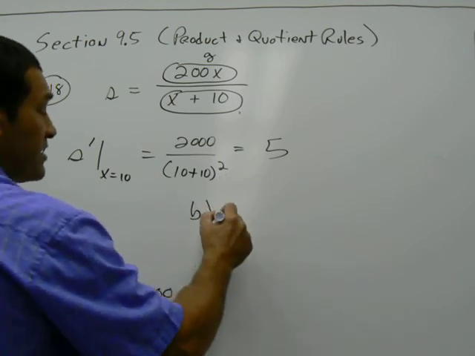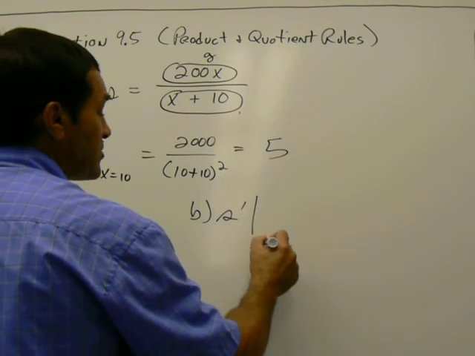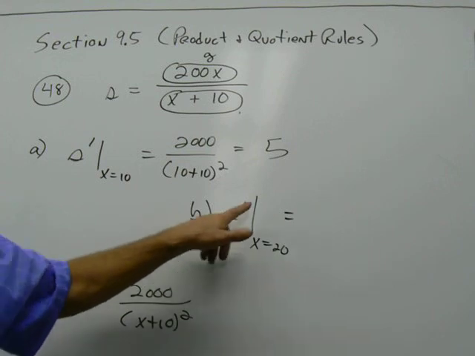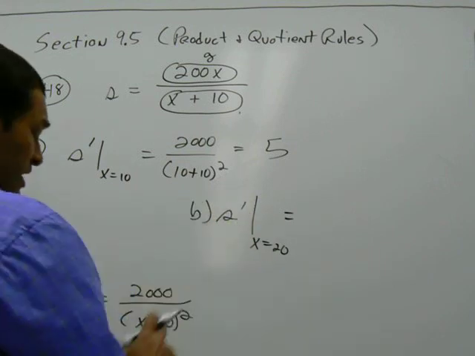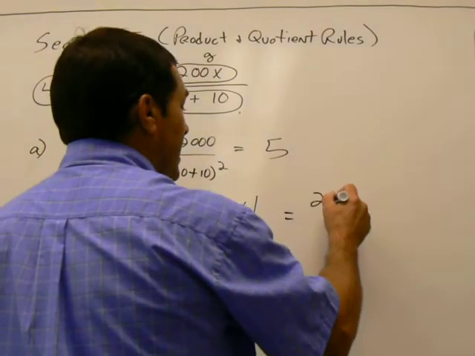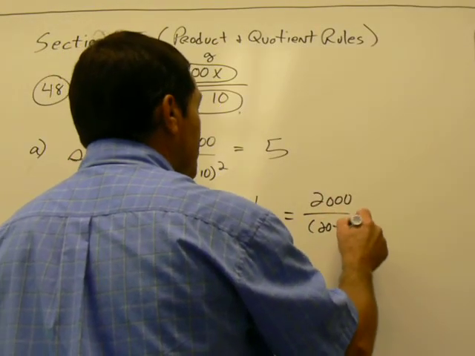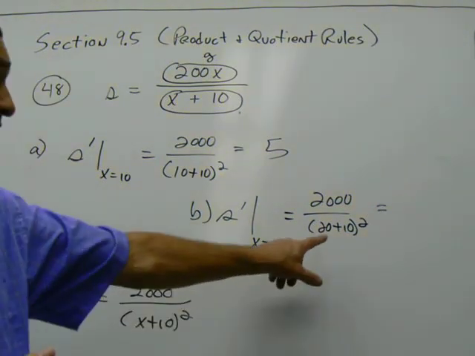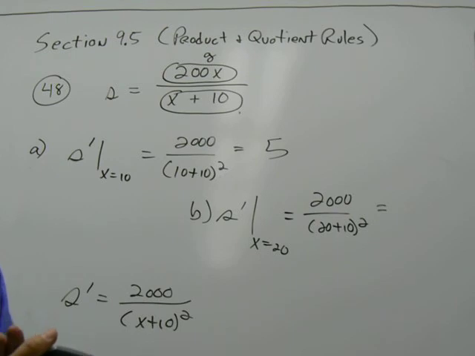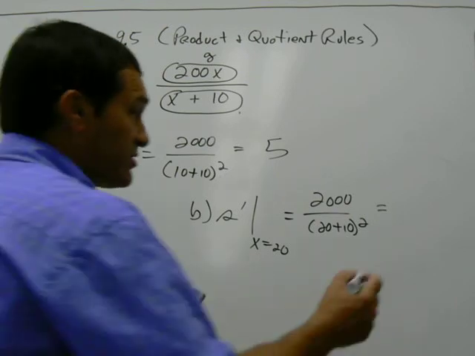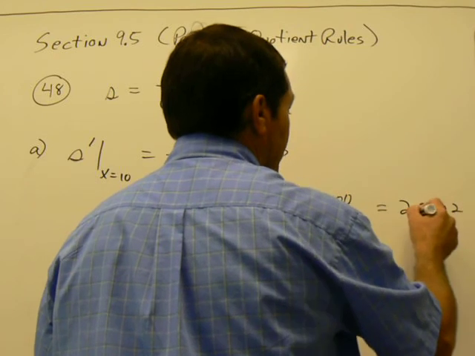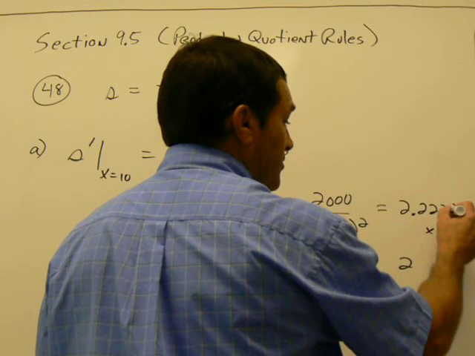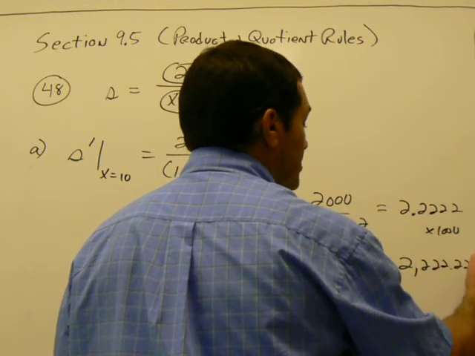Part B asks, what is the value of the instantaneous rate of change when X is 20? Mathematically, that is saying evaluate the derivative S prime when X is 20. So we plug 20 into this expression for X. That'd be 2,000 over 20 plus 10 squared. And again, use a calculator. That's 2,000 divided by 30 squared, and you get 2.222. Now, if you multiply that by 1,000, because S is in thousands of dollars, moving your decimal over three places, that'd be $2,222.22.